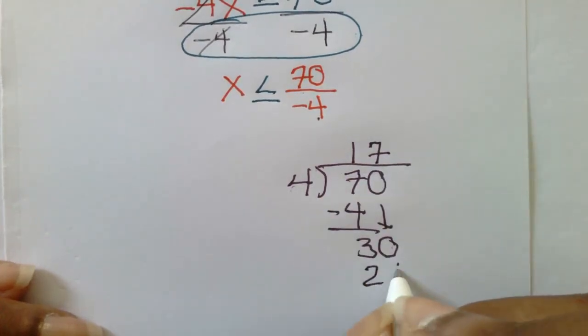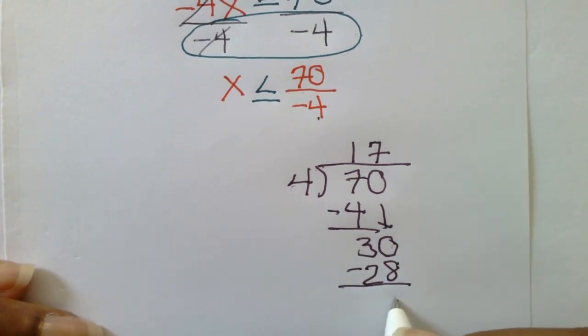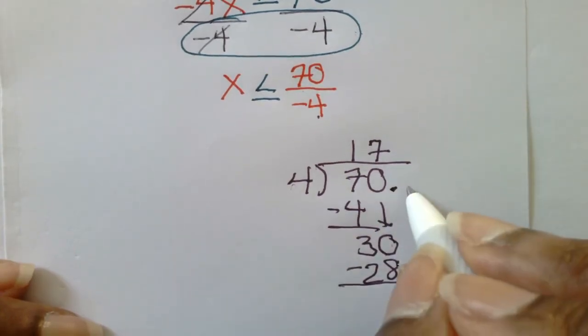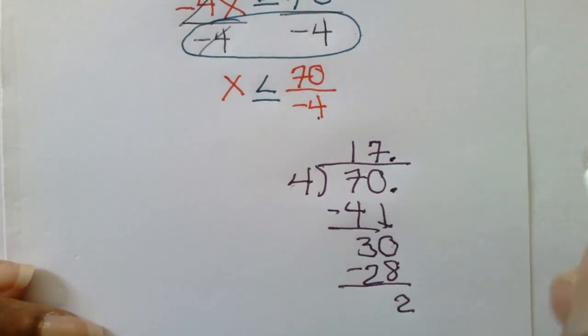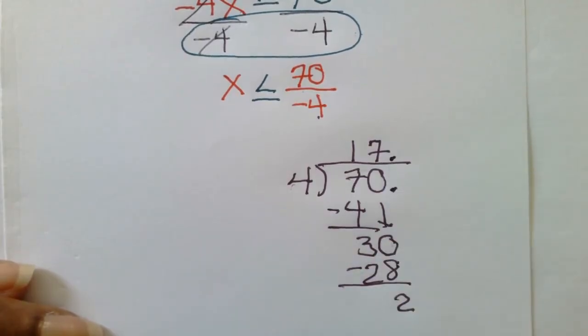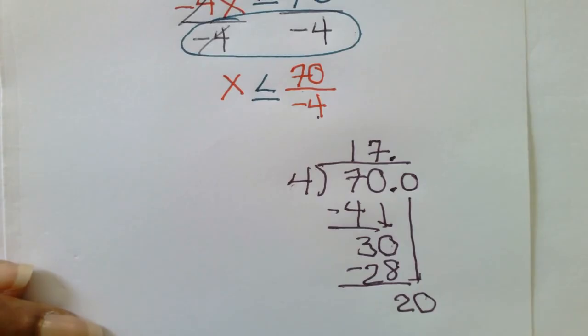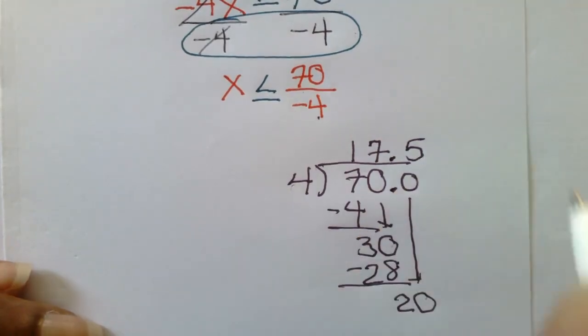That gives you your 28. Then you have your 2. Then I'm going to add my 0 into the dividend, as well as add my 0 into the quotient. Decimal point in 0. Change that 2 to a 20. How many groups of 4 can go into 20? That will be 5.